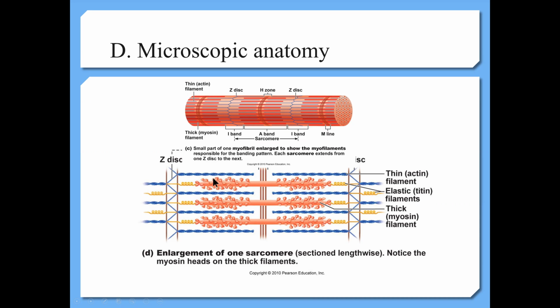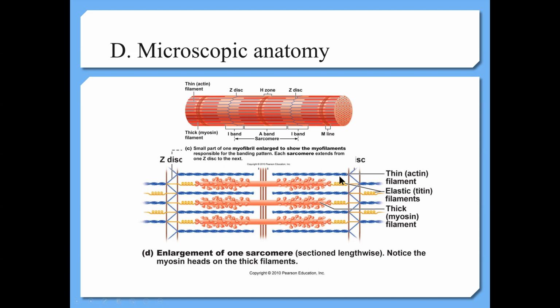And these heads will move in this direction towards the M line, and these heads will move in this direction towards the M line. And when it does, it causes the Z discs to come closer together. So that's how this is an individual sarcomere. Imagine millions of sarcomeres contracting. When that happens, you're going to have muscle shortening.